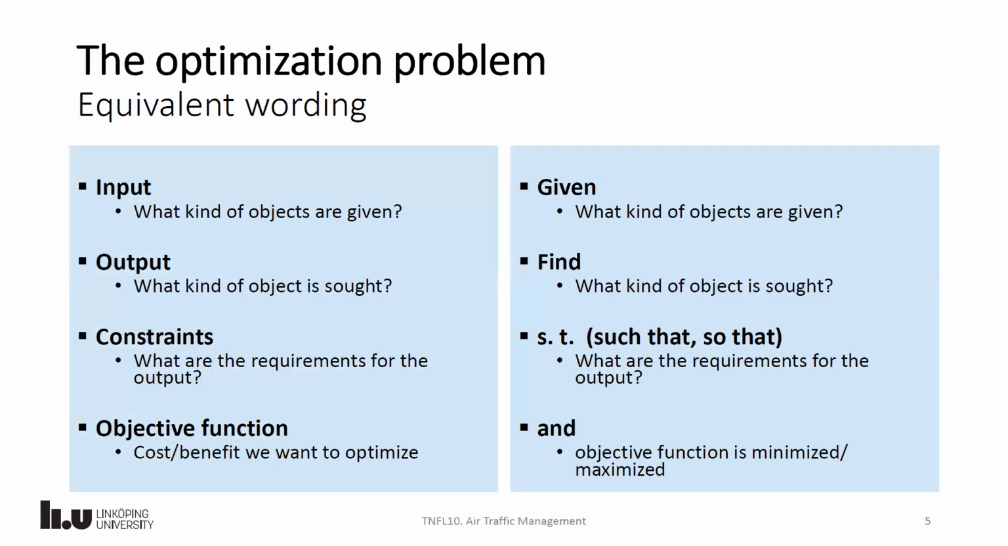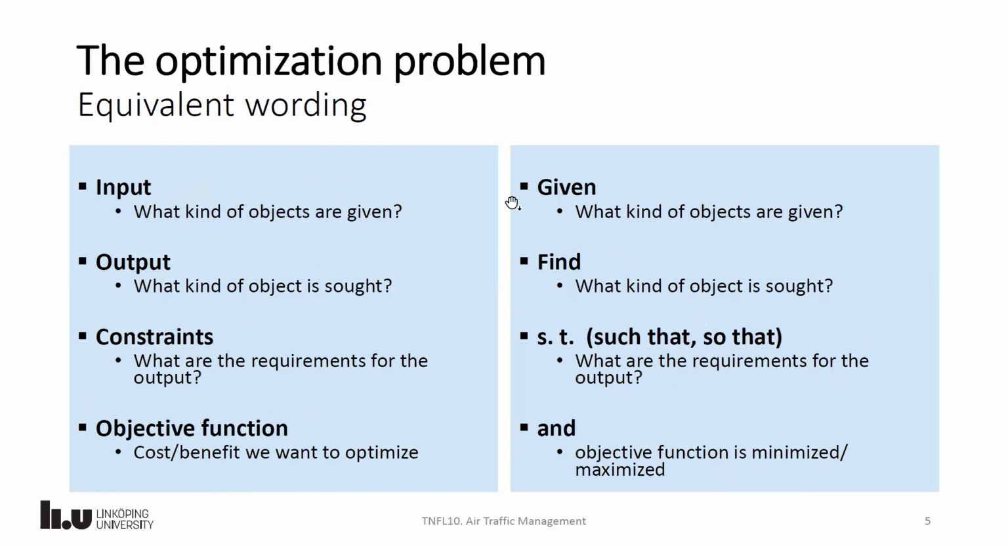So an equivalent formulation for this problem would be: given some objects that are given to us, find something such that some requirements are met and that an objective function is minimized or maximized. These are equivalent. You can formulate the problem using these two formulations. We're going to focus more on the formulation on the left, but this over here is as valid as the other, and they are totally equivalent.